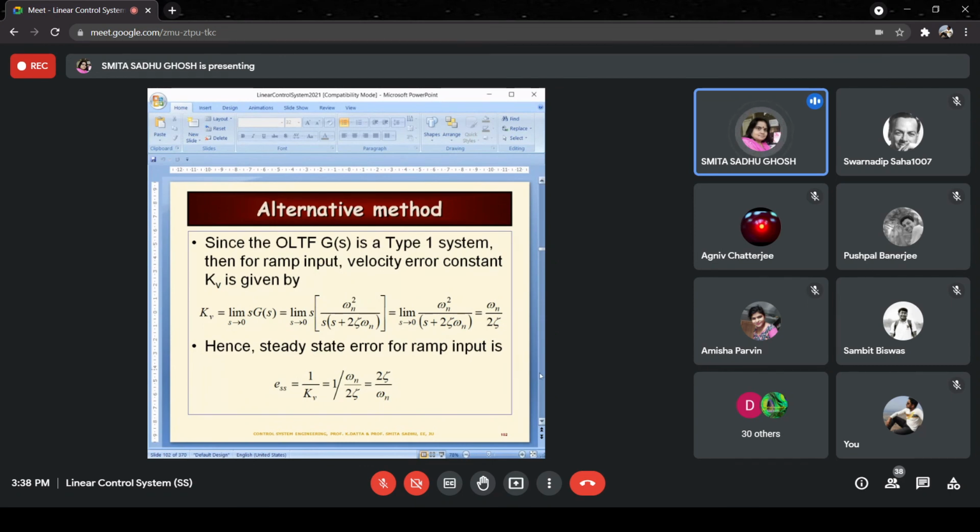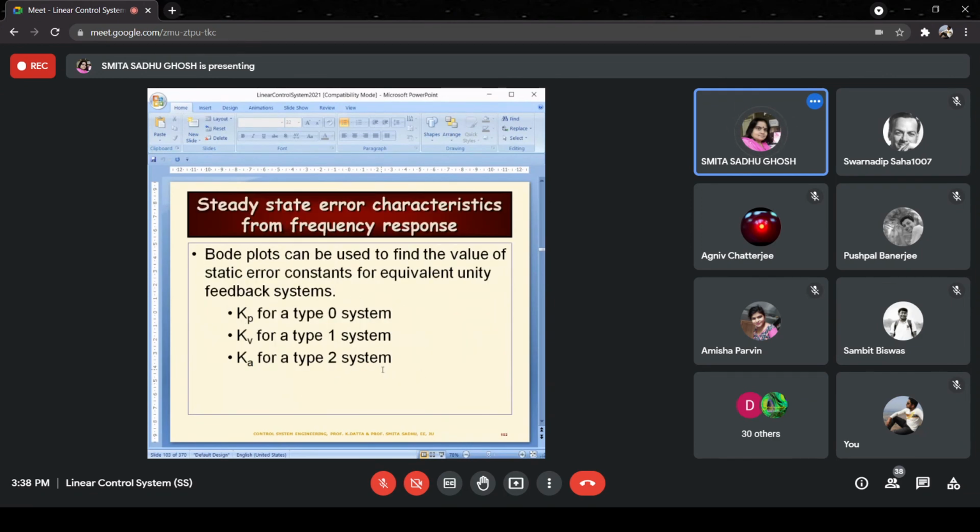So the same method, that is the method of steady state errors, has been shown over here on this slide. That is, you find Kv because the ramp input has been applied. So it happens to be omega n by 2 zeta, and then the steady state error is 1 by Kv. So you directly get it. I think that is the last slide.